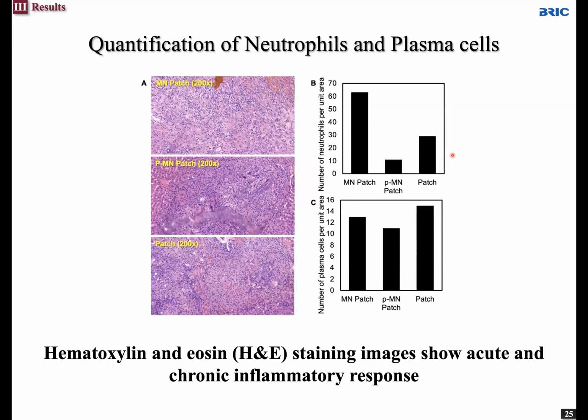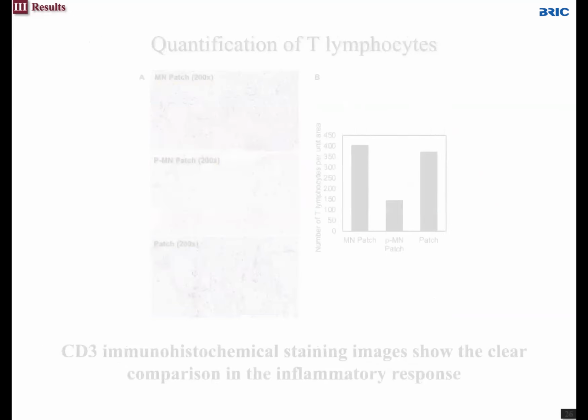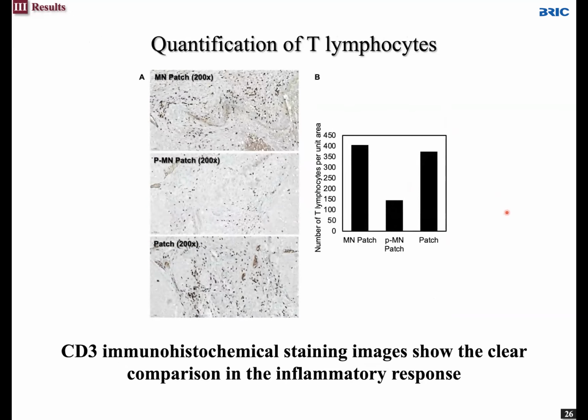So from the tissues applied by the peripheral microneedle patch here in the middle, the conventional microneedle patch on top, and the needle-free patch on the bottom, we can quantify once again that the peripheral microneedle patch shows a much better aspect in terms of the inflammatory response. So here again, the CD3 immunohistochemical staining clearly differentiates our peripheral microneedle patch from the conventional microneedle patch and the needle-free patch in terms of the inflammatory response of each group.